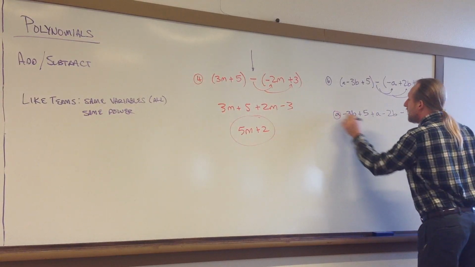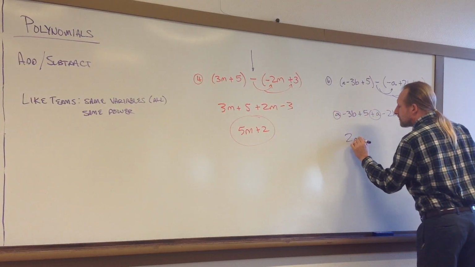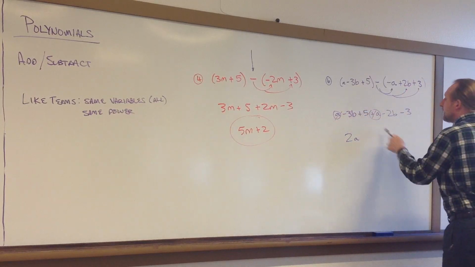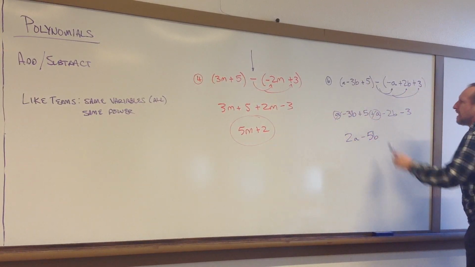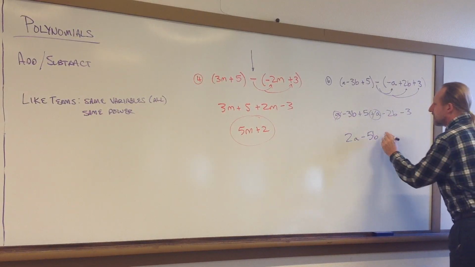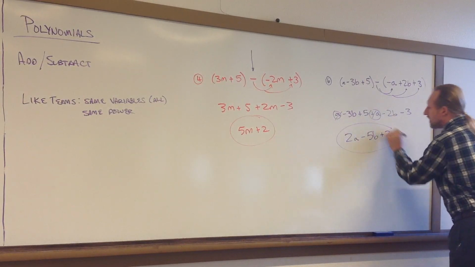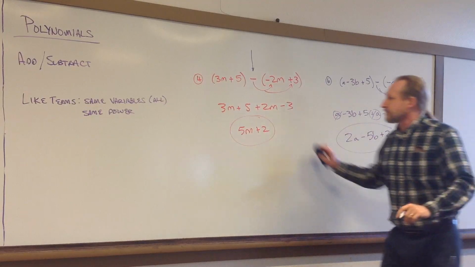Okay? So the a and the a make 2a. Minus 3b minus 2b makes minus 5b. And then positive 5 and negative 3 makes positive 2. And there we go.